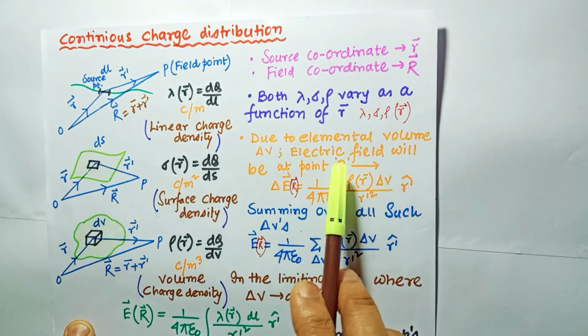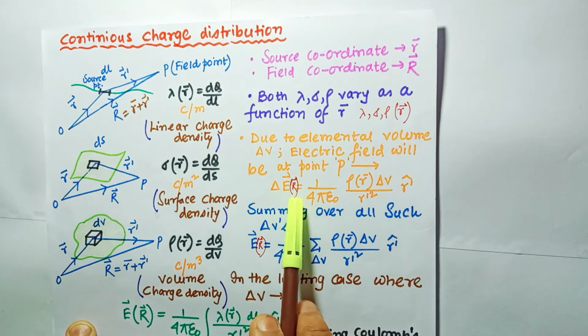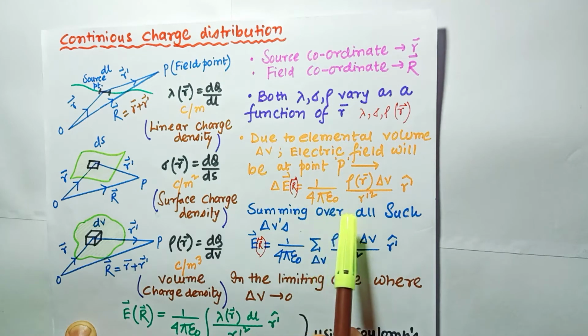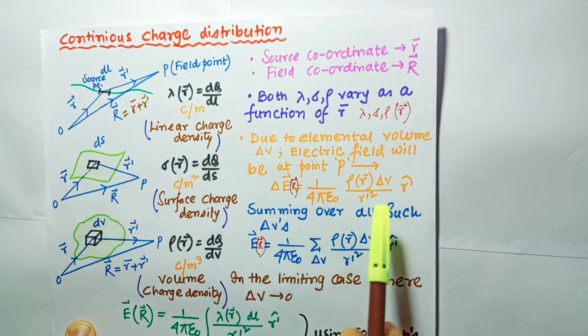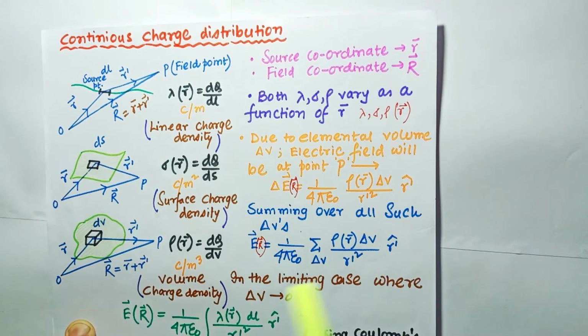So due to some elemental volume delta V, we can consider what the electric field will be at point P. Electric field, we all know, is a vector quantity, so delta E is a function of vector R. It is equal to 1 by 4 pi epsilon naught times rho of r, rho is a function of small r, times delta V divided by r prime square times r prime cap. So this is r prime. So we can consider some elemental volume here.